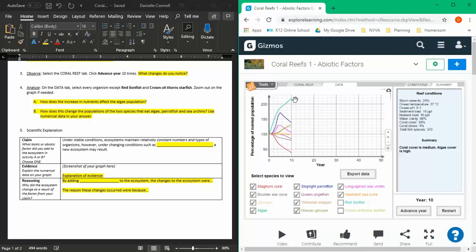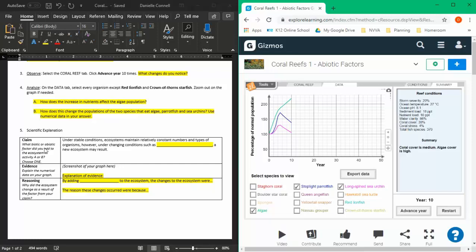All right, so something you could do, because there's a lot of lines here, we can look at just the algae, just the stoplight parrotfish, and just the sea urchins to kind of just isolate those lines. Tell me about it. Describe the data. Use the numbers on the graph. What kind of connections are you making here? Okay, that's 4B.